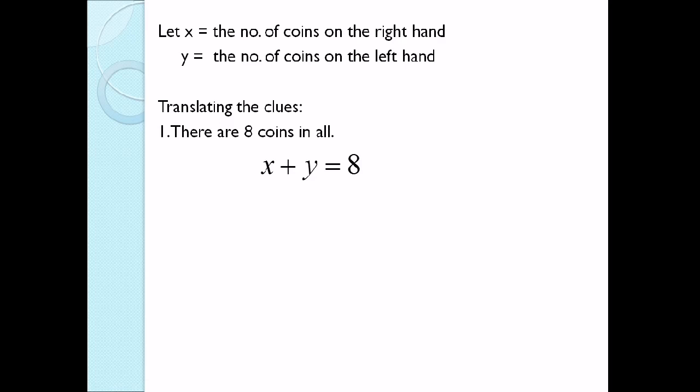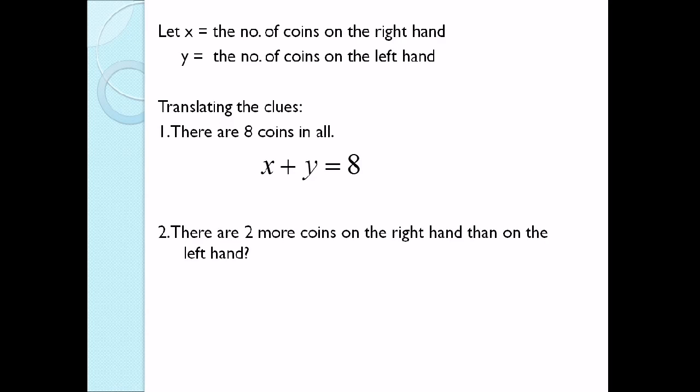So x would be the number of coins on the right hand and y the number of coins on the left hand, that is equal to 8. So x plus y equals 8. And for our second clue, there are 2 more coins on the right hand than on the left hand. So therefore, when we subtract, x minus y equals 2.